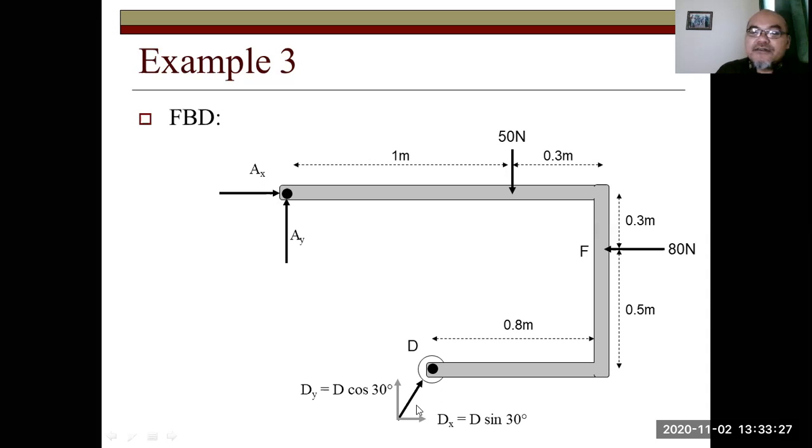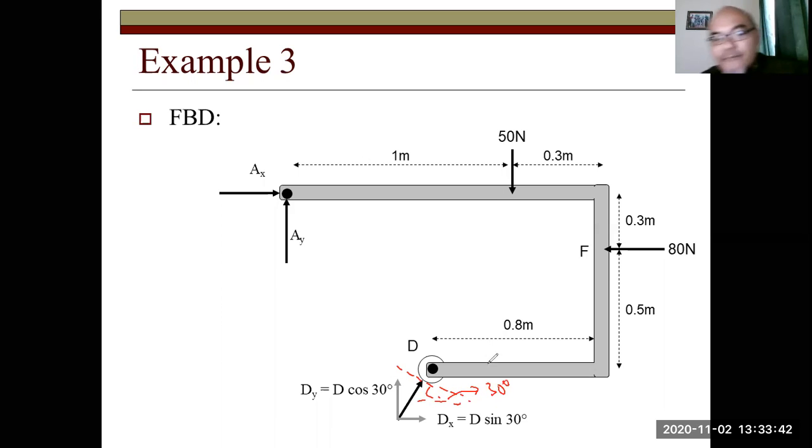The x component, Dx, equals D sine 30 degrees. Let's see the drawing. The surface is like this, right? So this is 30 degrees, this is 90 degrees. 90 plus 30 is 120, so this is 60 degrees. So it means this is 30 degrees, right? So this component Dx equals D sine 30 degrees. This is basically similar to this component. And this one, Dy, equals D cosine 30 degrees.